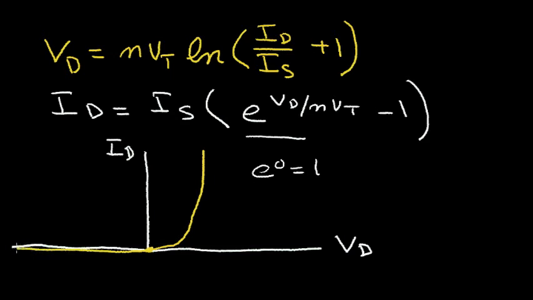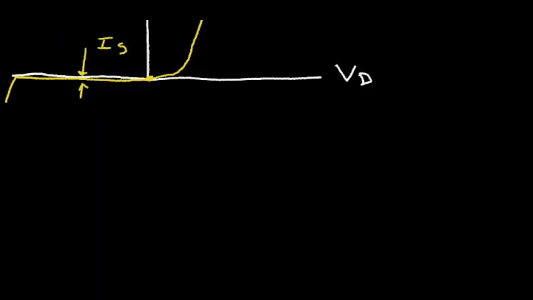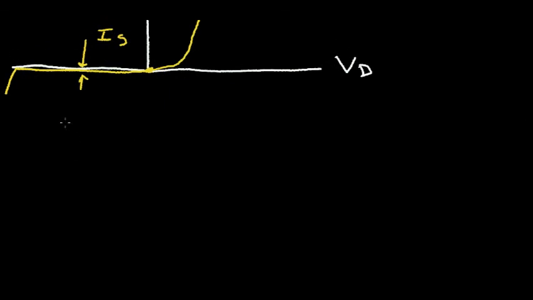Eventually the diode will break down, but the breakdown voltage is not modeled in this equation. This very tiny current is the I sub S, or the diode saturation current. That's the current when the diode is reverse biased, and it's very small. In fact, for a small diode on an integrated circuit, I sub S can be approximately 1 times 10 to the minus 18th amps, which is a very small current.